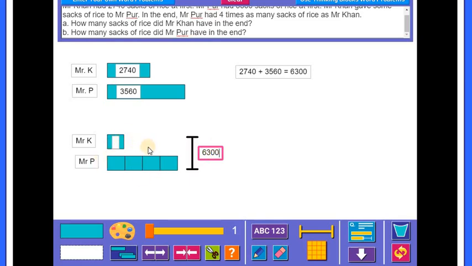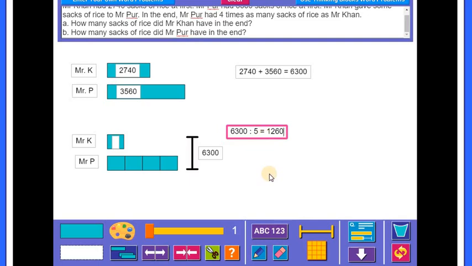There are 5 units over here, so to find each unit you have to divide by 5. Why 5? Because there are 5 units here: 1, 2, 3, 4, 5. So you can make a long division. 6,300 divided by 5. The answer is 1260. So this is for each unit.